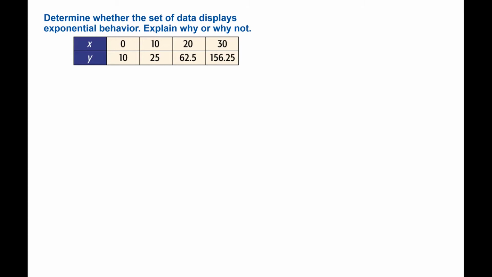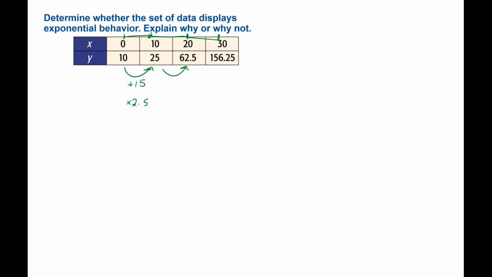You have to look for this: as x increases in set amounts, so it's increasing by 10 each time here, y must change by a multiple, by some factor. It must go by times 2 or times 3 or maybe times 1.5. So to check that, we are going to compare these y values. To go from 10 to 25, I don't know if it's multiplying or adding, so I can add 15, or I can multiply by 2.5 to get there. I check the next one.